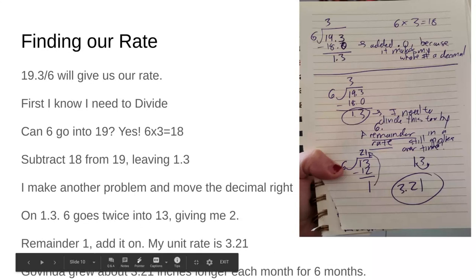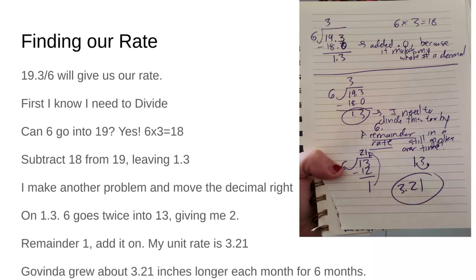First, I need to divide. Can 6 go into 19? Yes, because 6 times 3 is 18. That's where our multiply comes in. So we know we have to divide, and then multiply comes in. 6 times 3 is 18. Next, I have to subtract 18 from 19.3. I have to move the decimal, because I know I've got to put 6 into 1.3.